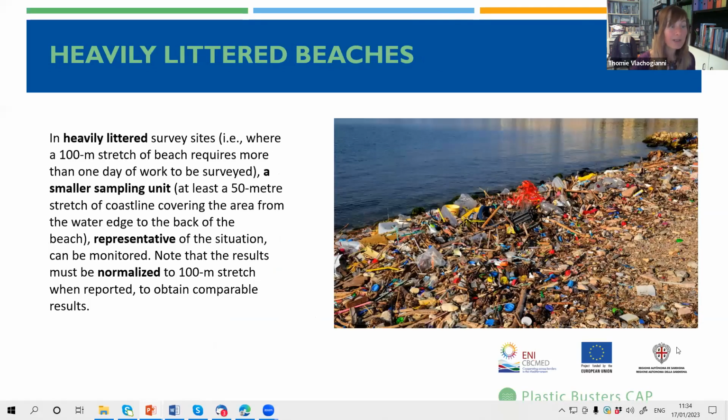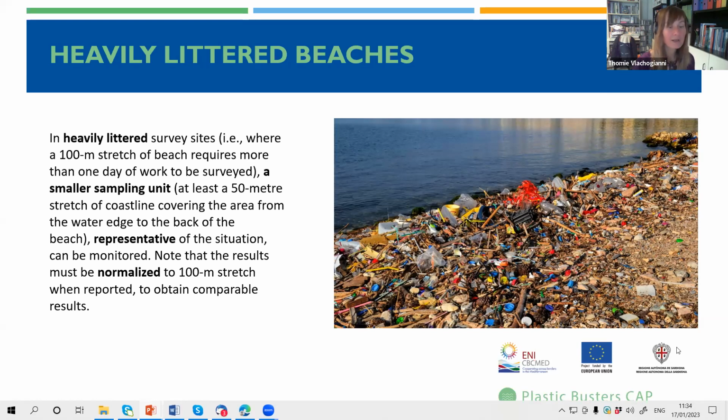Of course, when we experience heavily littered beaches, like the example presented here, it's very difficult to survey a 100-meter stretch of beach, because this would require more than 1 day of work and a high number of surveyors, maybe 6 to 8. Typically, 3 to 4 people are involved in a beach litter monitoring activity. So in that case, if we have a heavily littered beach, inevitably we will have to survey a smaller sampling unit.